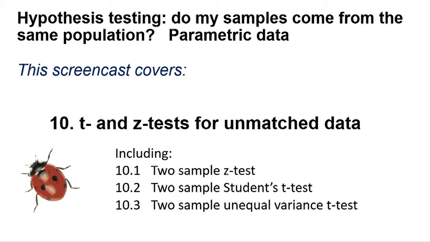This screencast covers Section 10, T and Z tests for unmatched data, and includes Section 10.1 two-sample Z test, Section 10.2 two-sample Student's T test, and Section 10.3 two-sample unequal variance T test. These tests are for when you want to assess if two samples are likely to come from the same statistical population or not. We often take samples from different situations, and then when we compare the data from each sample, find it to vary. The question always is whether these differences are due to random variation or whether the unique qualities of each sample situation has created this difference.